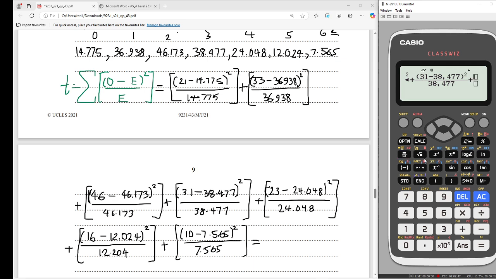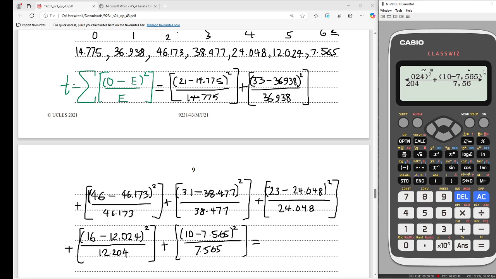Moving on, we have 23 minus 24.048, whole square that difference, divided with 24.048, plus, now we have here 16 minus 12.024, whole square that, divided with 12.024, plus 10 minus 7.565, whole square that, divided with 7.565.